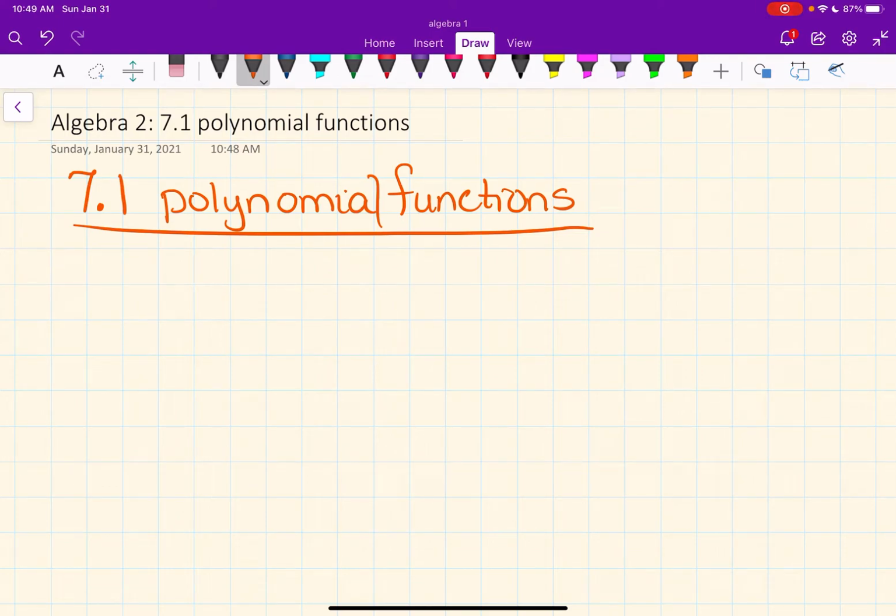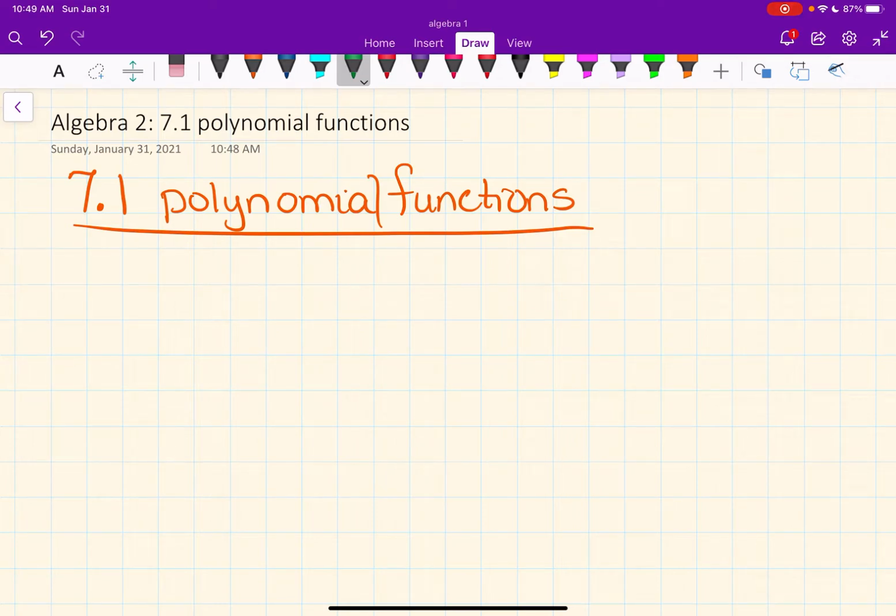7.1 Polynomial functions. I'm going to use the notes as a guide and fill in the parts as we go. So hopefully you have that printed out or you have a copy of it. 7.1 says polynomial in one variable, meaning there's only one variable, not an x and a y. Polynomial expression where the coefficients are real numbers and the exponents are positive integers.